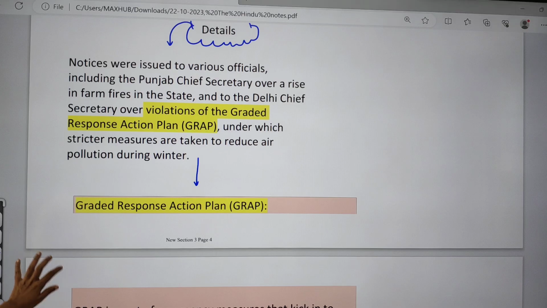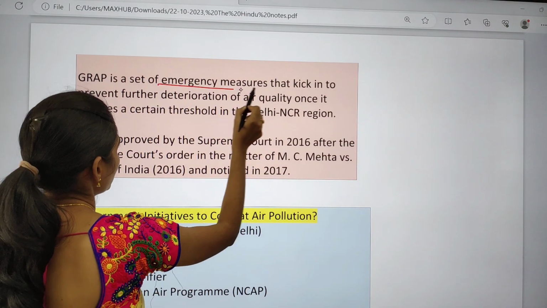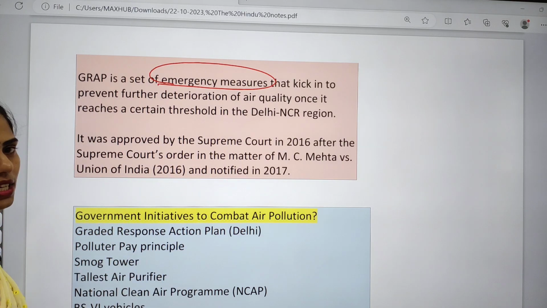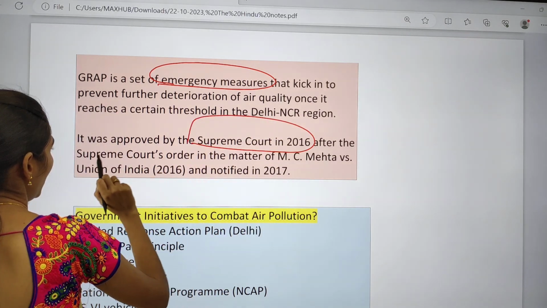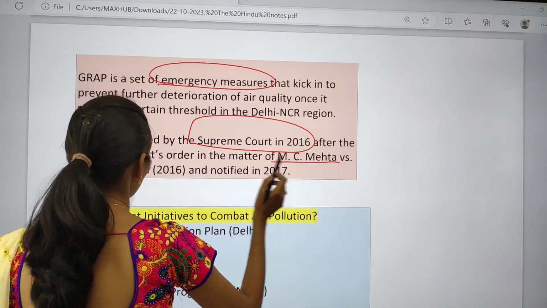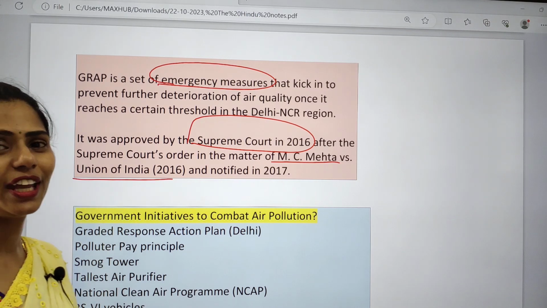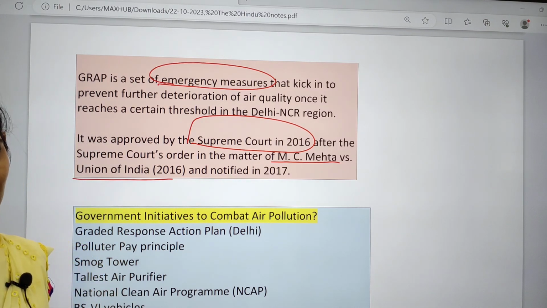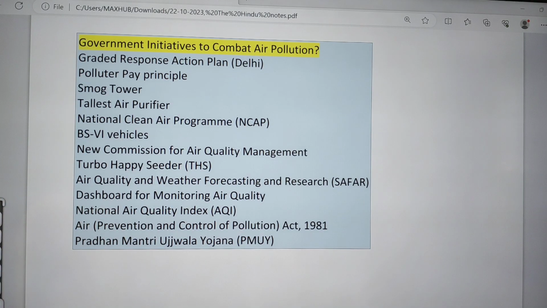If you are talking about the Graded Response Action Plan, it is nothing but a set of emergency measures that need to be taken to control air quality. It was approved by the Supreme Court in 2016 after the Supreme Court orders in the MC Mehta versus Union of India case. After this case, the Supreme Court came up with this Graded Response Action Plan to control air quality in Delhi.